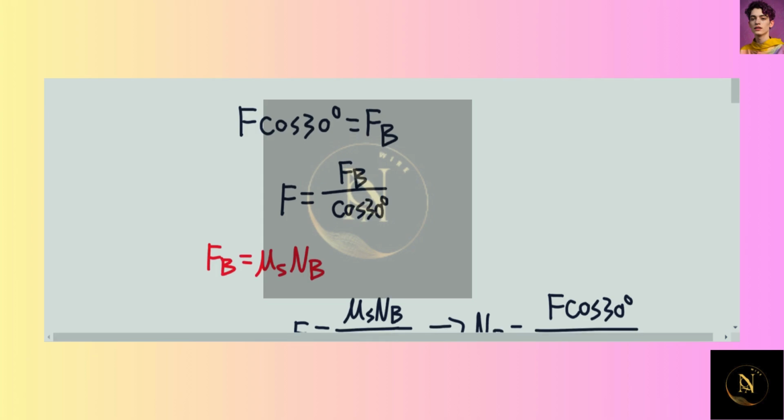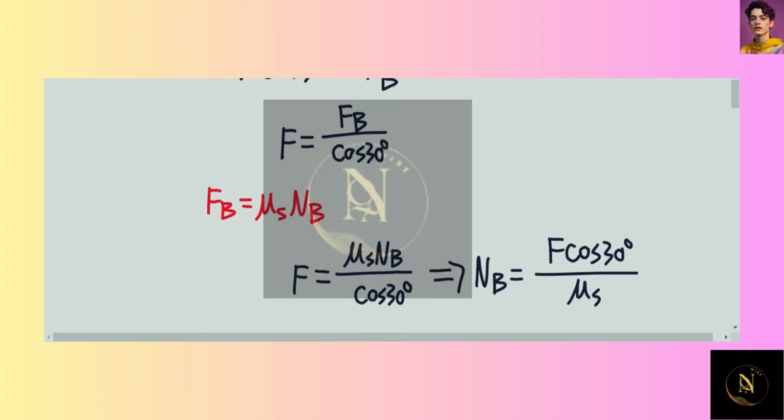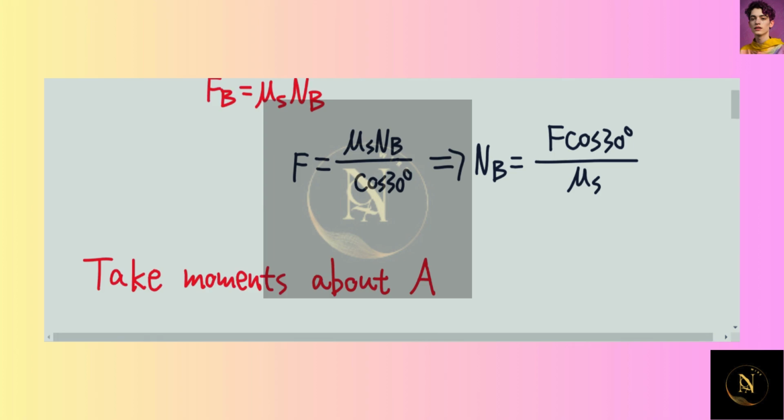Mu s is the coefficient of the static friction. Nb is the normal force at point B. So if we do some arrangement here, we have Nb equal to F cosine 30 degrees over mu s. So now let's take a look at the moments about point A.